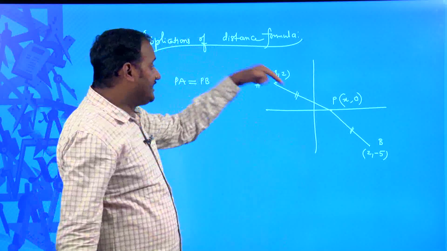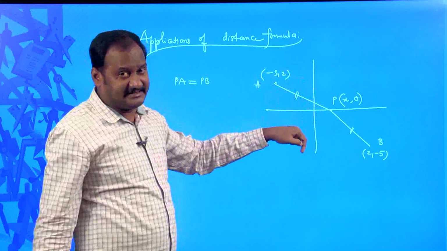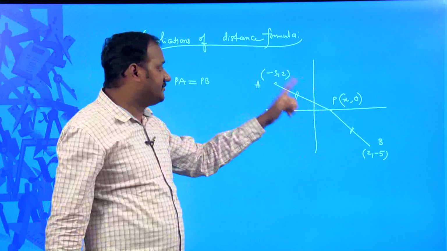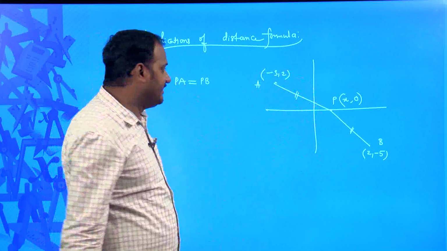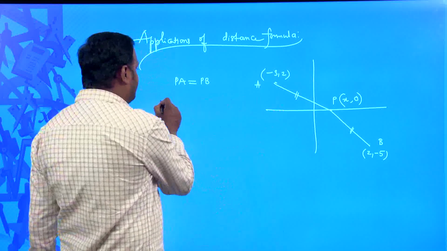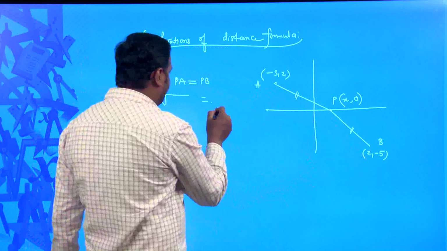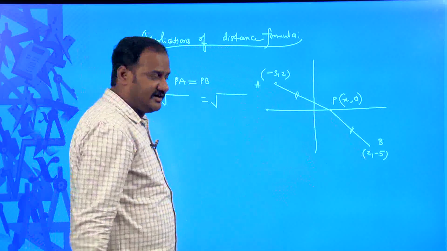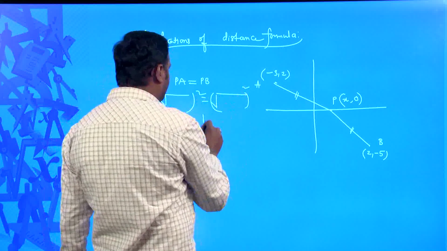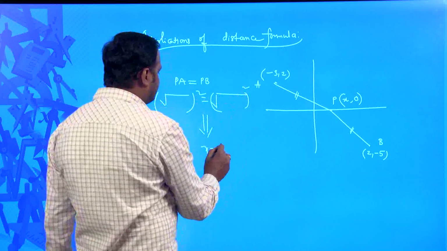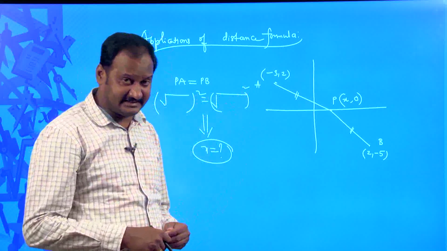Because that point, our required point on the x axis, is equidistant from both the points A and B. So that is why you will have to equate PA and PB, meaning the square root of the distance between P and A and the square root of the distance between P and B. To remove the square roots, you will have to square them on both sides, and then you will have to solve for x. So, therefore, you will get the point on the x axis.